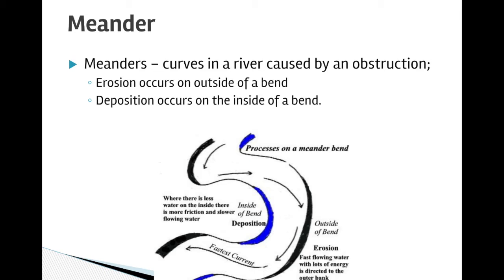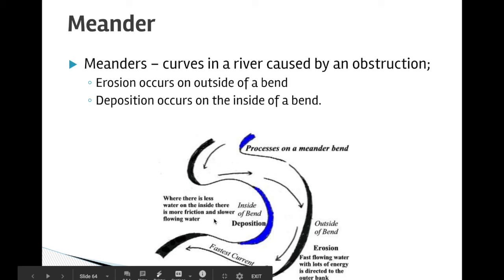All right, so what it's talking about here is that erosion occurs on the outside of the bend, and deposition occurs on the inside of the bend. So you start to have these curves because there was something here. Something's built up, and then the water makes its way and starts going around it, and then you'll start to see that curve form, and it'll stay like that.